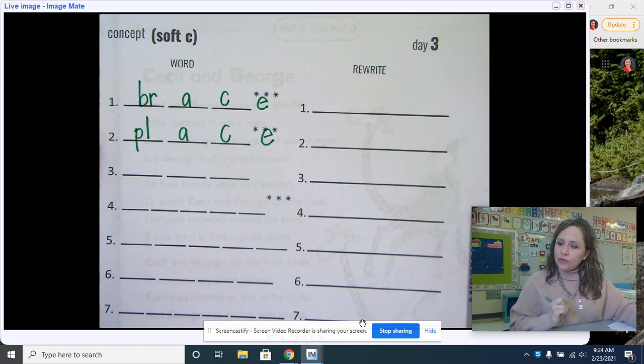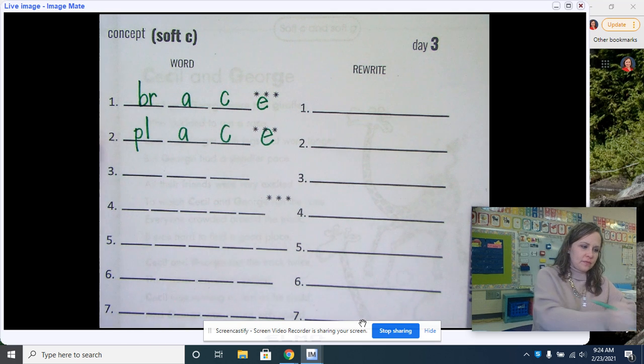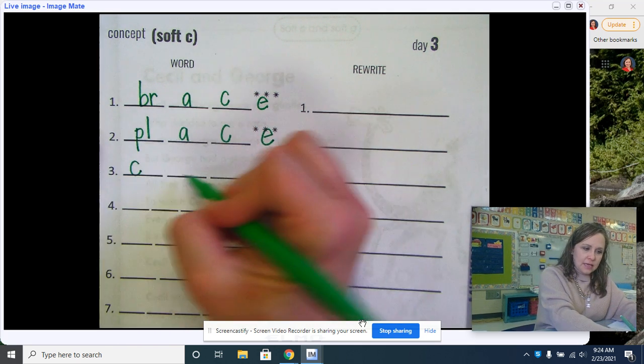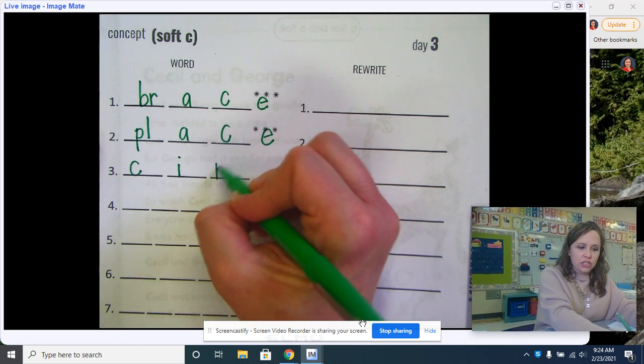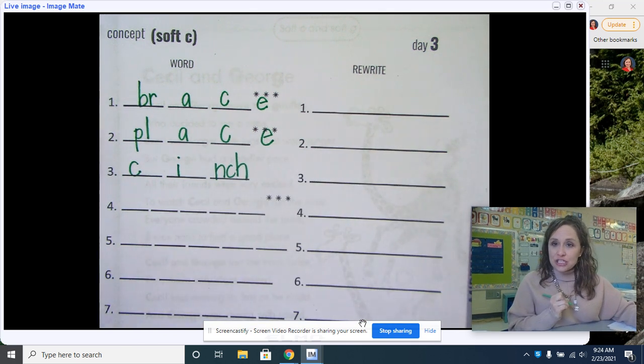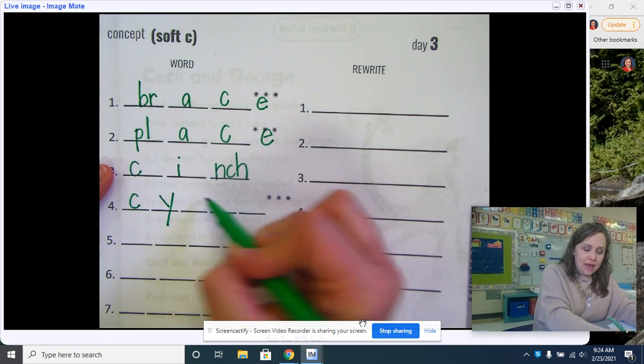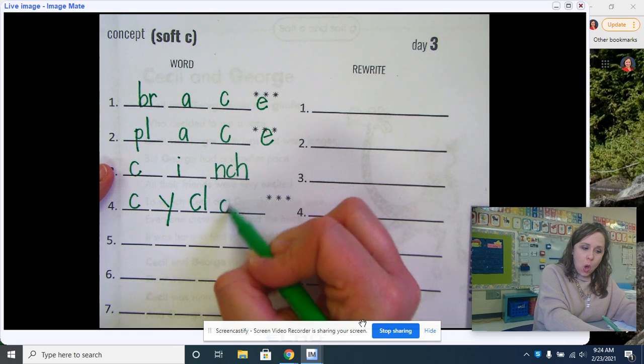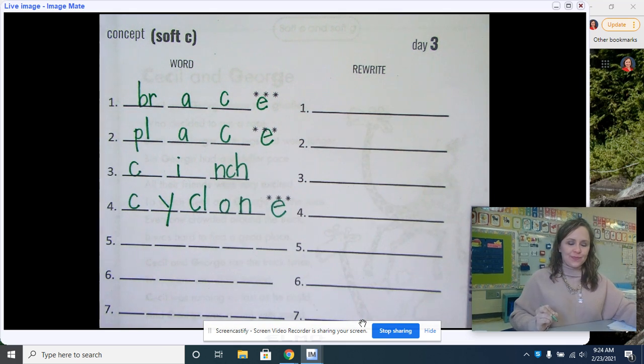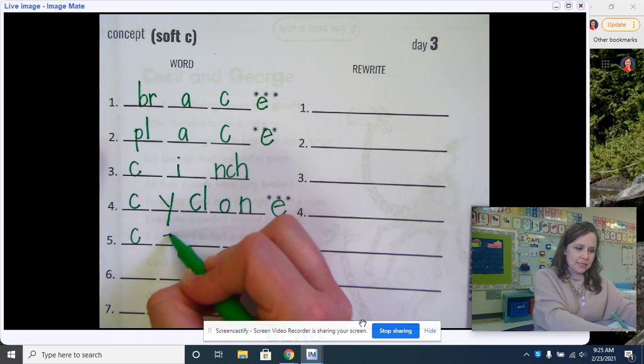All right. Number 3, cinch. Inch. Cinch. Number 4, cyclone. Cyclone. We'll do one more. Center. We did that one earlier, but we'll do it again. Center.